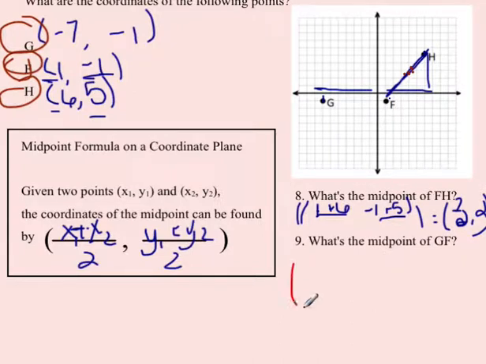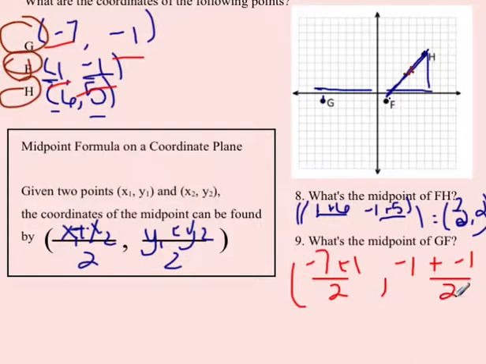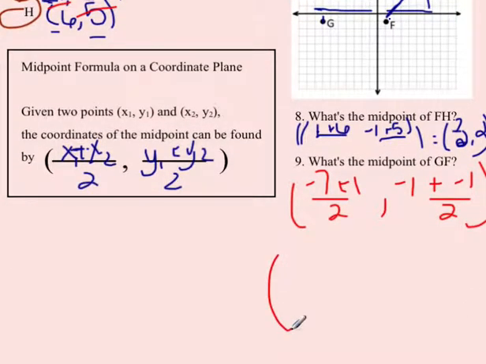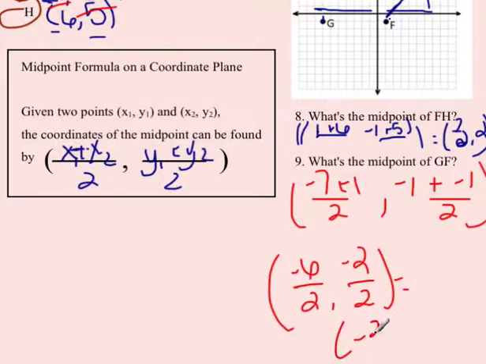So we have negative 7 plus 1, because those are our two x's, and then divide that by 2, and then our two y's, negative 1 plus negative 1 divided by 2. So negative 7 plus 1 is negative 6 divided by 2. Negative 1 plus negative 1 is negative 2 divided by 2. So we divide those out, and we get negative 3, negative 1 for our final answer. So that's the midpoint between G and F.